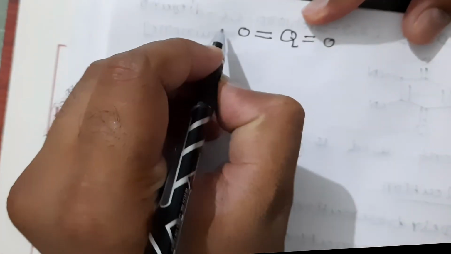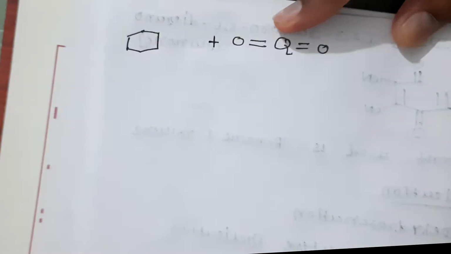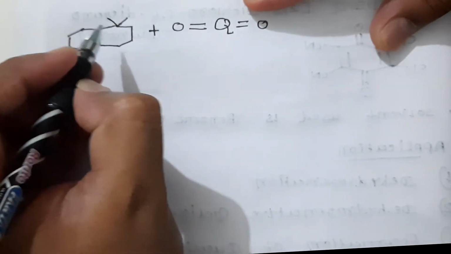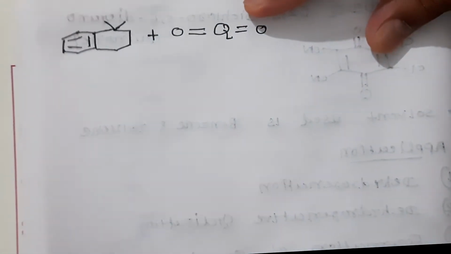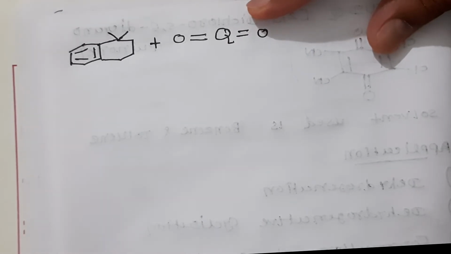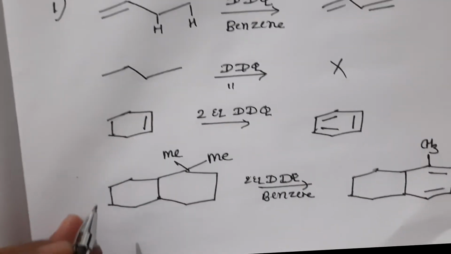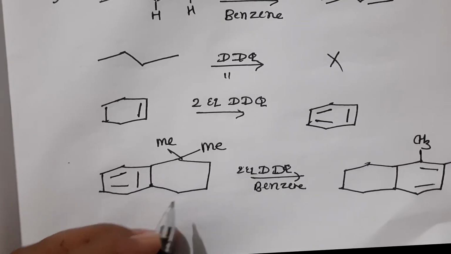So previously we saw this molecule first. What happens generally in this molecule? Here two methyls are there. I forgot, here there is a benzene ring. Here there is a benzene ring, otherwise the reaction will not occur.